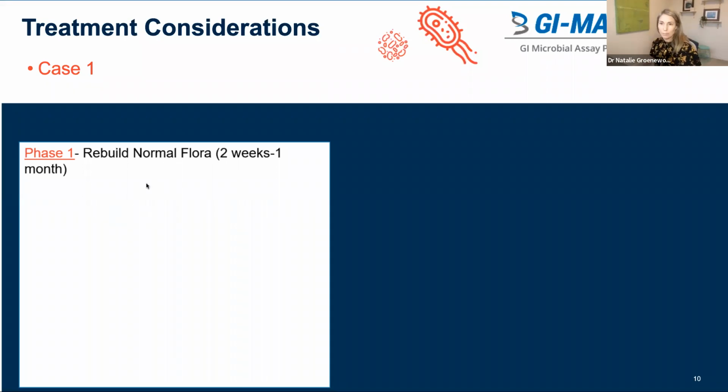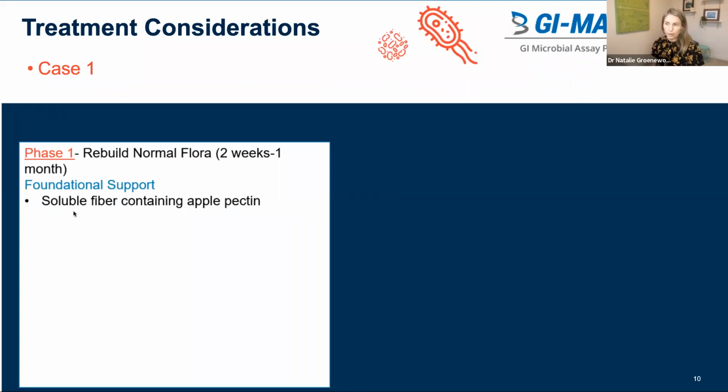So this could be for 2 weeks to a month, but I really want to help that barrier function before I start to do any sort of antimicrobial herbs and foundational support. So again, soluble fiber must be containing that apopectin for that Faecalibacterium. Soluble fiber, really important for Clostridia as well. GI rebuilding product, we need to get that mucin layer nice and healthy. Something with some sort of glutamine is going to help with those goblet cells as well in producing mucin.